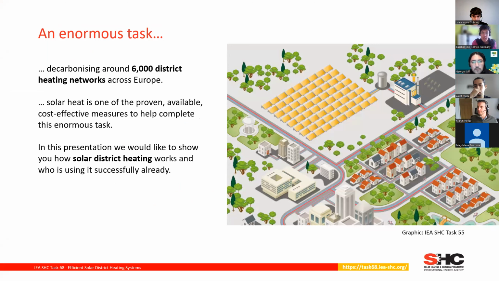Yeah, what is district heating all about? We have 6,000 district heating networks all across Europe. It's a huge job to decarbonize all of them. The EU has now given very strict regulations that after 2035, a high share of renewable and waste heat must be put into these district heating networks. And solar thermal is a proven, available, and cost-effective measure, as we have seen also in the previous presentations.